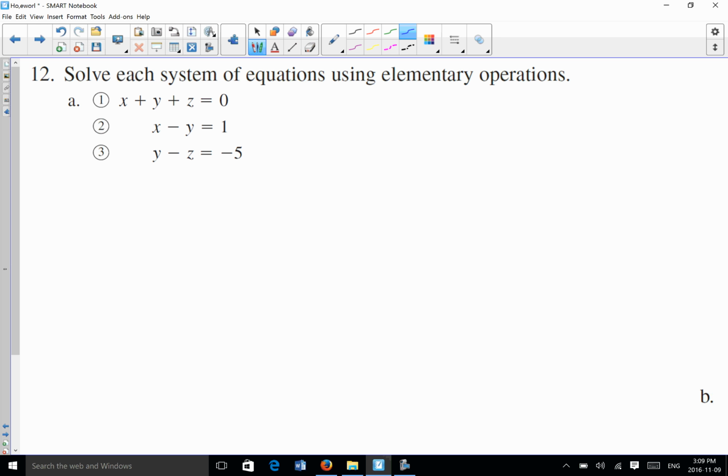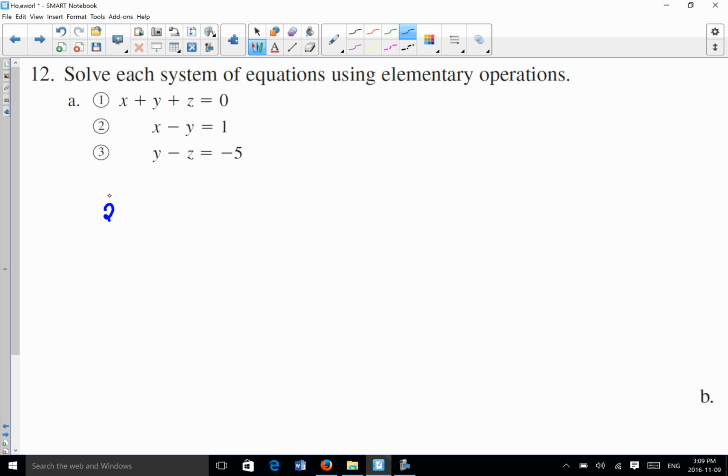So what can we do? Where should we start this? Let's look at, we could pick equation number 1. What do I notice about equation number 1? Well, it's got 3 variables. The other 2 only have 2 each. So maybe they might be easier to work with to actually solve something.